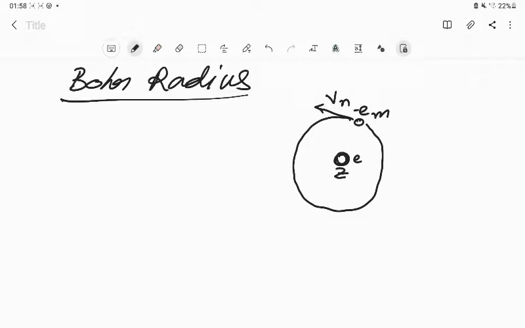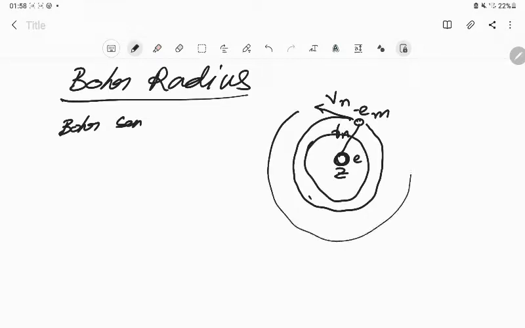Now, from Bohr's second postulate, let's say the radius is rn. Since I'm giving the suffix n, it is moving in the n-th orbit, because there will be so many orbits, but we don't know which orbit it is revolving in. So let's say it is orbiting in the n-th orbit. That is why the radius is rn.